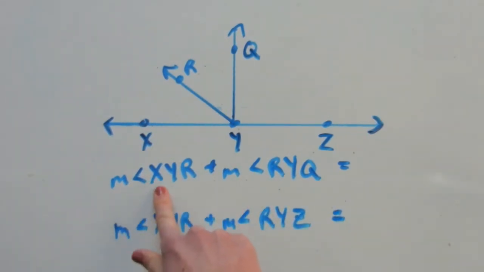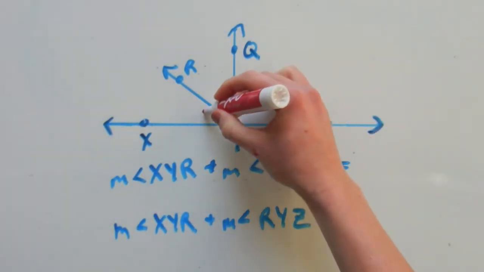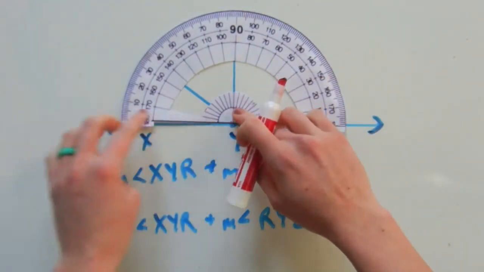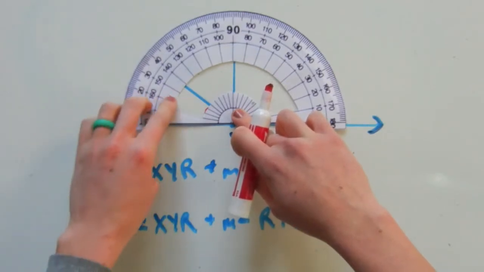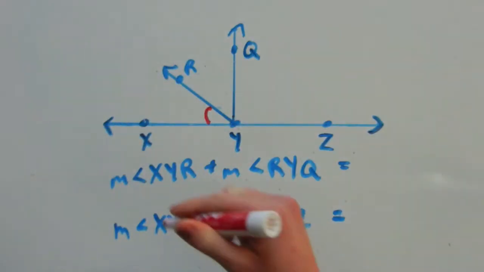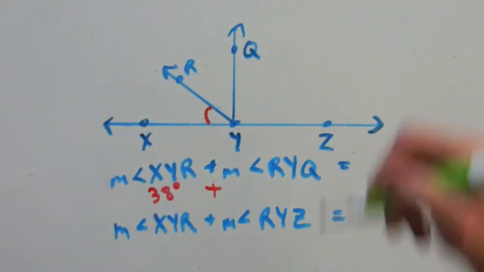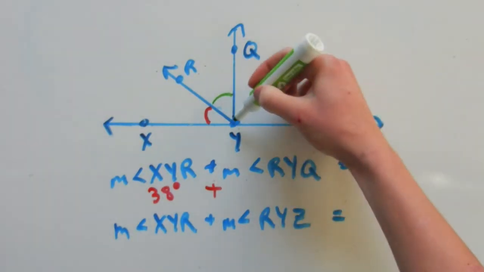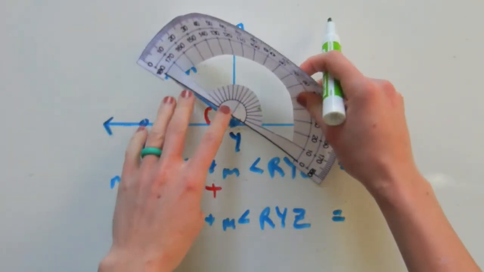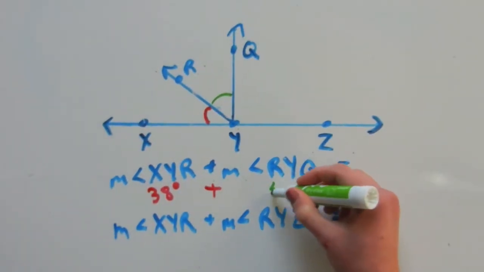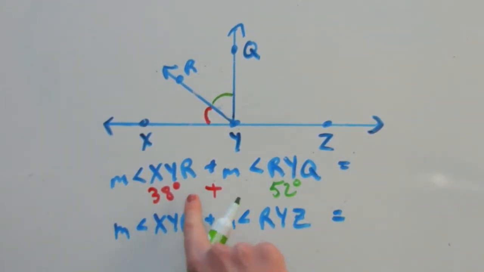So, first we're going to measure the angle XYR. That is this angle formed by the ray YX and the ray YR. Lining up the protractor, I get that that angle measures to be approximately 38 degrees. And if we add that to the measure of angle RYQ, so the measure of angle RYQ is this angle there that's formed by ray YR and ray YQ. Lining that up, we get that that is 52 degrees. 38 degrees plus 52 degrees equals 90 degrees.